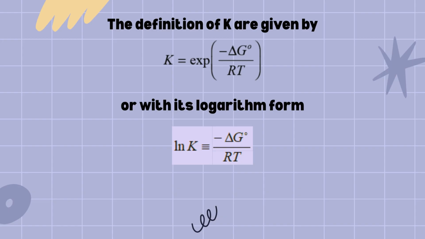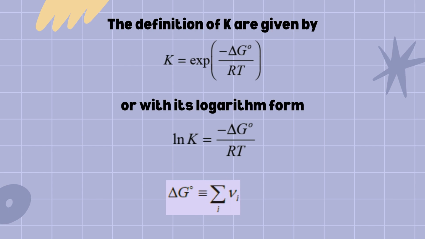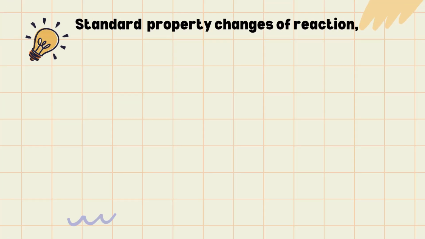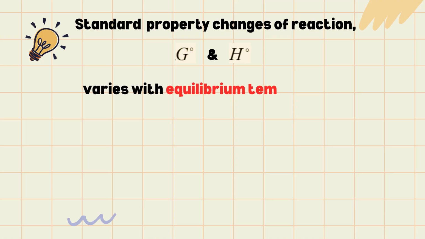So, now let us recall what we have learned before. Standard Gibbs energy change of reaction, delta G, is equal to the summation of the product between the stoichiometric coefficients and the Gibbs energy of pure species i. Standard property changes of reaction: standard Gibbs energy and standard heat of reaction vary with equilibrium temperature.